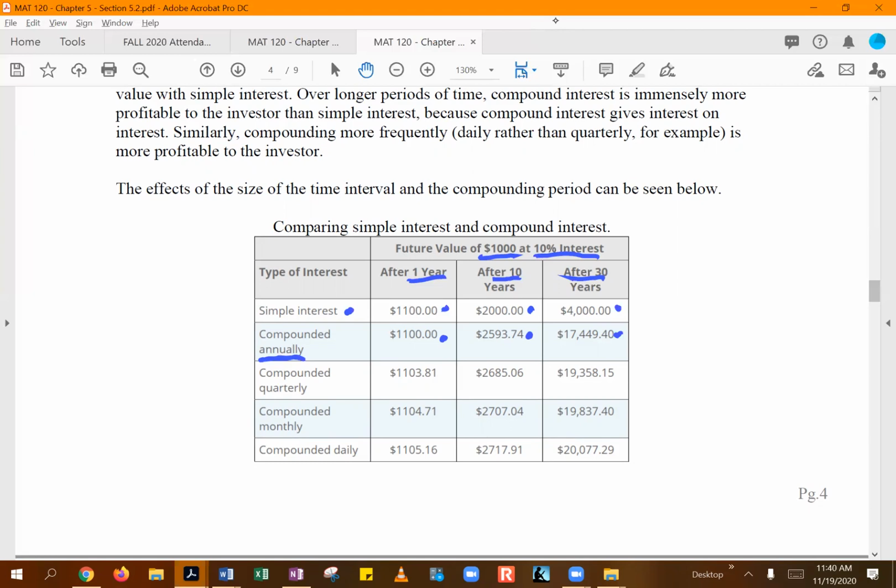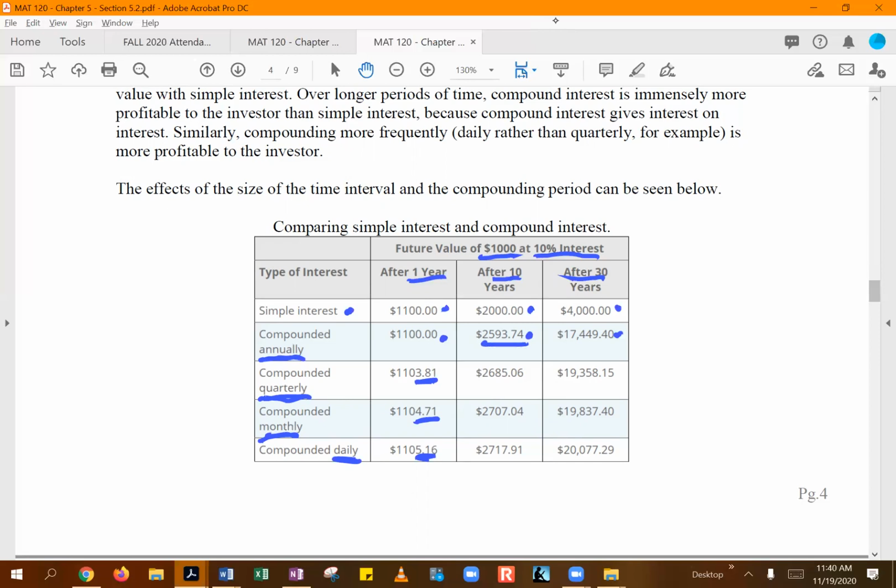Now, if we change this compounding period from annually to quarterly, look at that. Even with quarterly, you are earning a little bit extra money, from 1,100 to 1,103 and 81 cents. If you go from quarterly to monthly, you're getting, again, just a little bit more money, $4.71 on top of that 1,100. And compounded daily is actually going to give you $1,105.16.